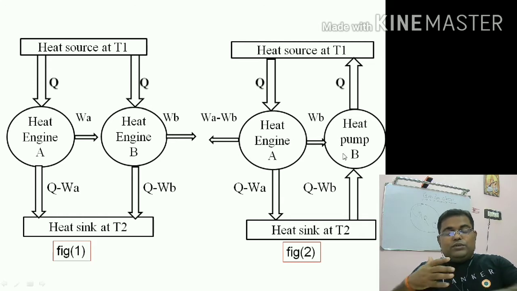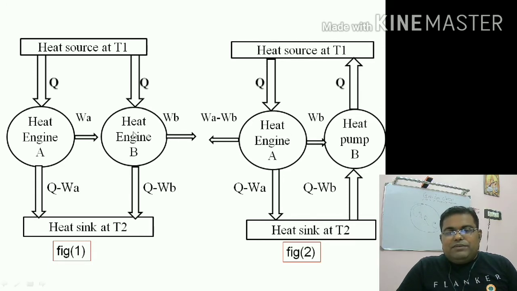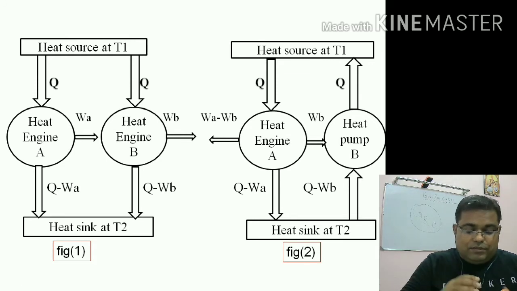When a heat engine reverses its direction, it works with the opposite action, and it will require some work. So it will act like a heat pump. Heat engine B has become a heat pump, right? It draws heat from the low temperature sink and rejects it to the high temperature source, which is T1. It requires work, and that work is supplied by heat engine A. It supplies the amount of work required to run heat engine B.